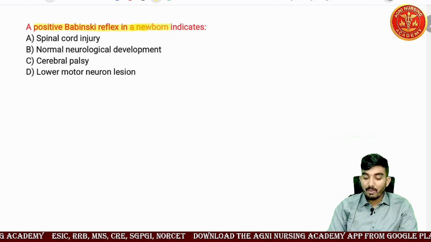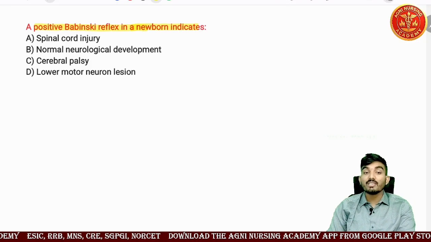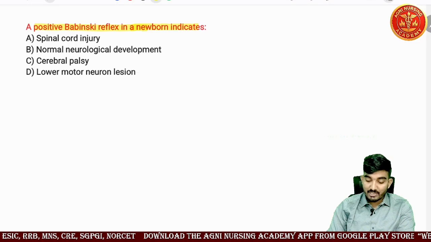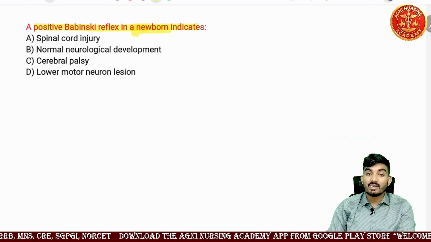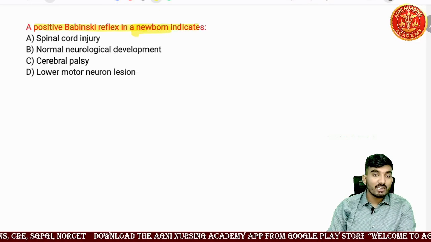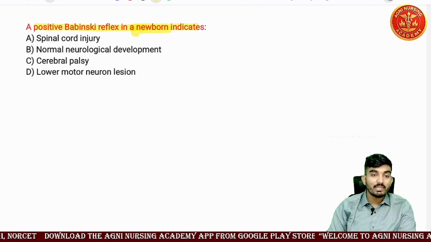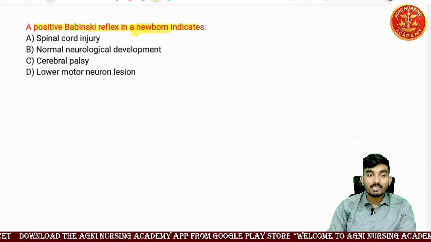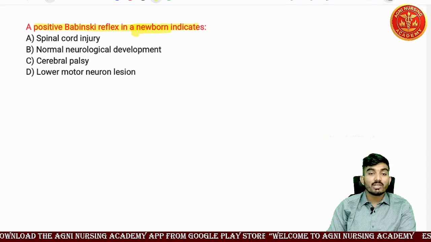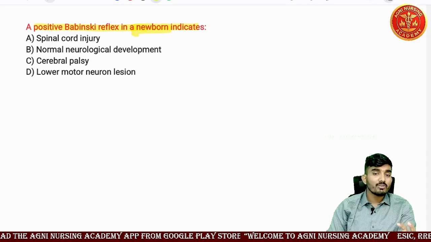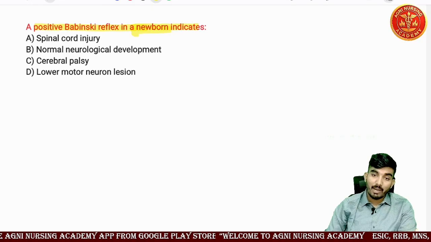If the Babinski reflex is positive, what does it indicate in the newborn? Option A, spinal cord injury. Option B, normal neurological development. Option C, cerebral palsy. And option D, lower motor neuron lesions. Okay, we'll first see what is meant by the Babinski reflex.